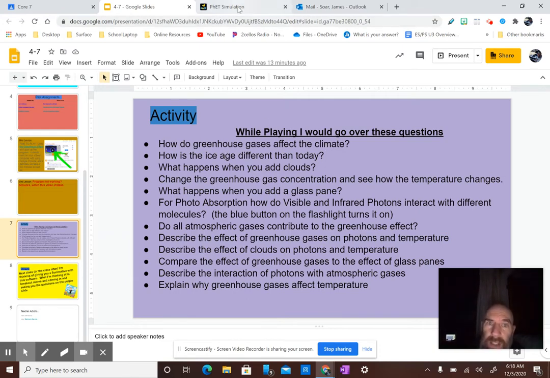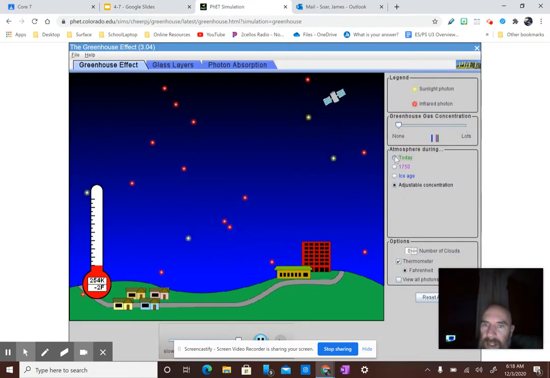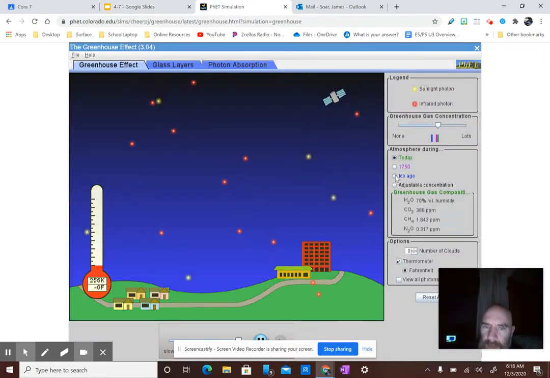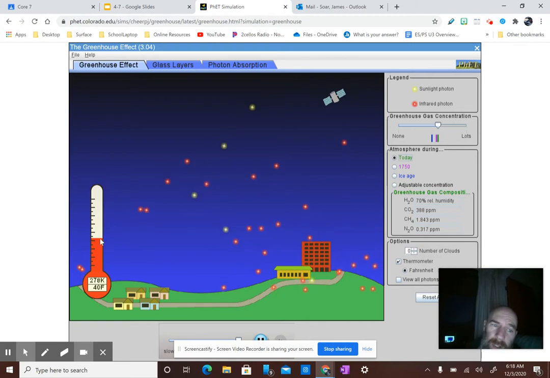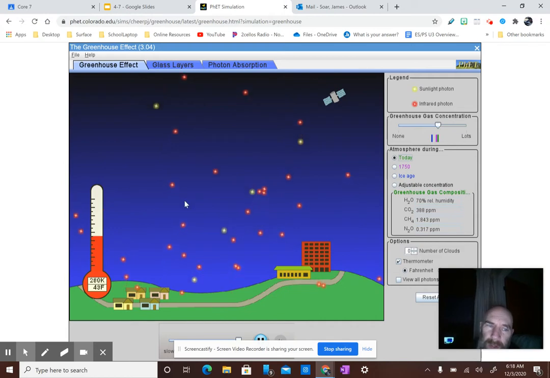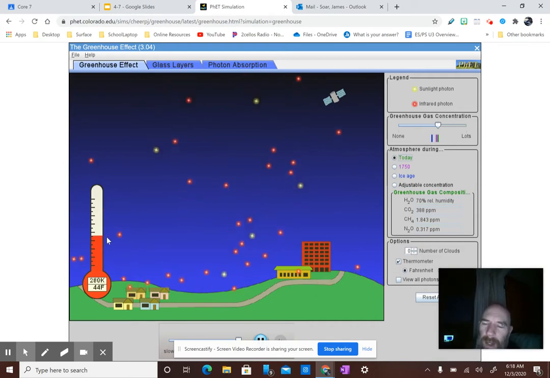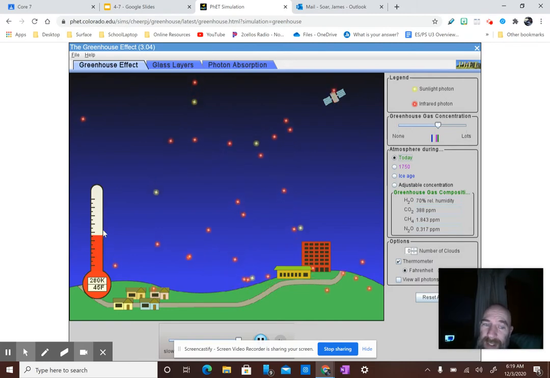How is the ice age different than today? So let's take a look at this. We click on today. All right. So look at the greenhouse gases here. Carbon dioxide, CO2, 388. CH4, which is methane, 1.843 parts per million. Nitrogen oxide, N2O, 0.317. All right. Also, you see how the temperature here is climbing up. It's getting warmer. I shouldn't say it's rocket high, but it's getting there.